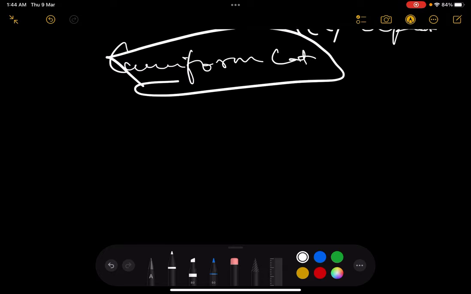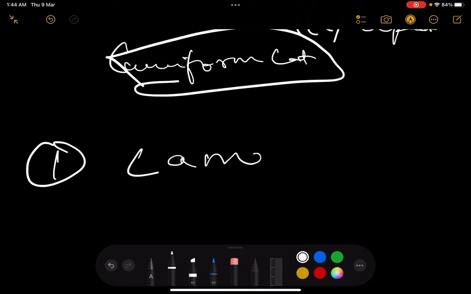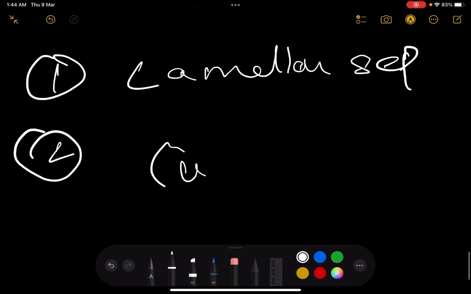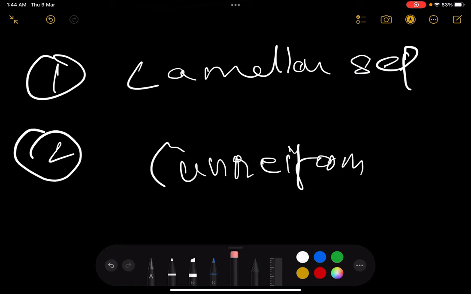So what is the first stage? The first stage is lamellar separation, because these are the stages that are actually needed. Second stage is your cuneiform, the wedge-shaped ones, the cuneiform cataract, where radial spokes are seen.